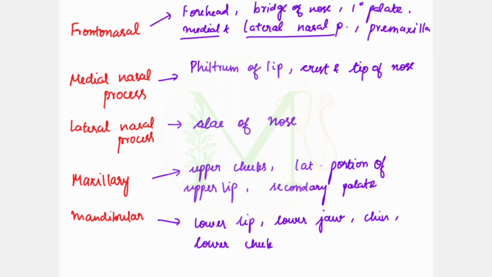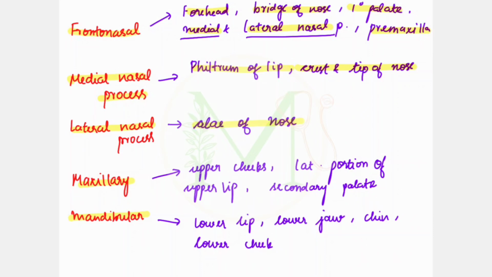We have totally 5 processes which are frontonasal, medial nasal, lateral nasal, maxillary and mandibular. From frontonasal, we have forehead, bridge of nose, primary palate, premaxilla, medial and lateral nasal processes. From medial nasal processes, we have philtrum of lip, crest and tip of nose. From lateral nasal process, we have lateral part of the nose which is ala of the nose.